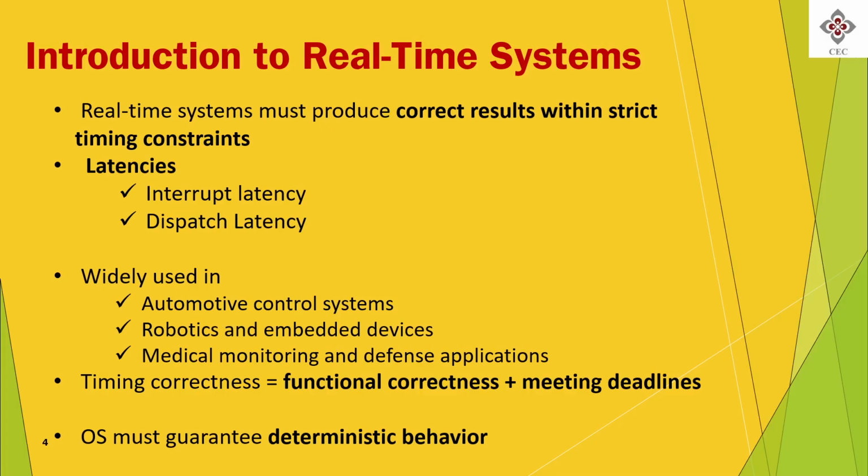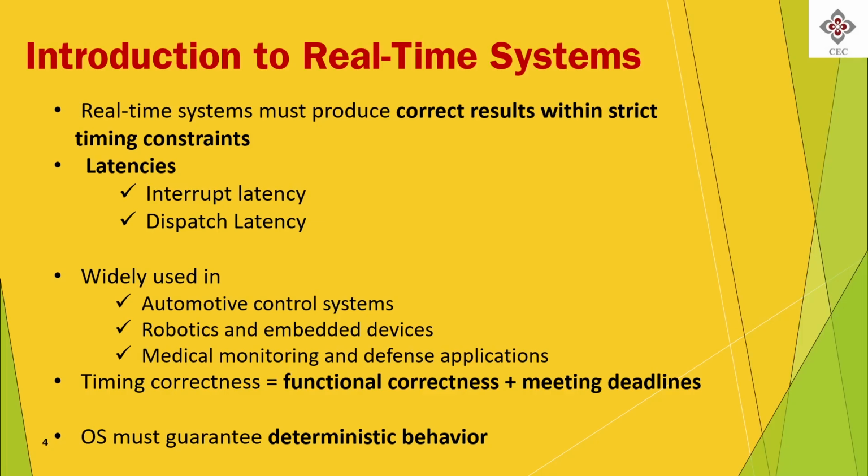We mainly use real-time scheduling systems in automotive control systems, robotics and embedded devices, medical monitoring and defense applications. All of these are focused on functional correctness, as well as meeting the deadline. To cater to these two constraints, we proceed with various real-time scheduling algorithms. Also, in real-time systems the OS guarantees deterministic behavior. You cannot have an indefinite time of execution; there is a predefined time limit, and as per this limit the OS executes the task.